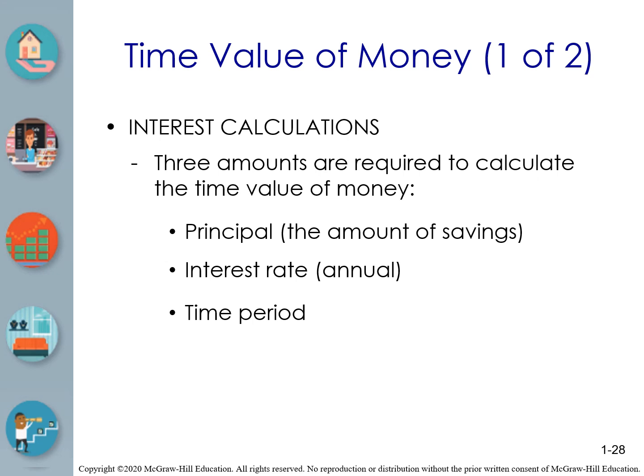Time value of money, first thing, interest calculation. Three amounts are required to calculate the time value of money: the principal, the interest rate, and the time period involved. Very straightforward. Principal is the amount of money, the $100. The interest rate is 10%, we'll say, an annual interest rate of 10%, and the time period is 1 year. So the value of your money after 1 year would be $110.